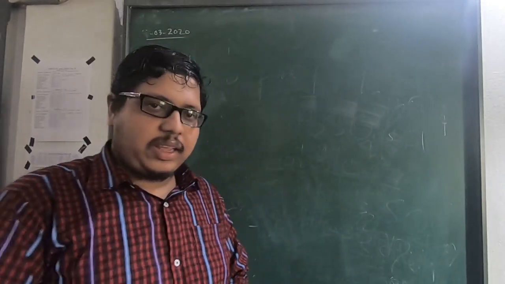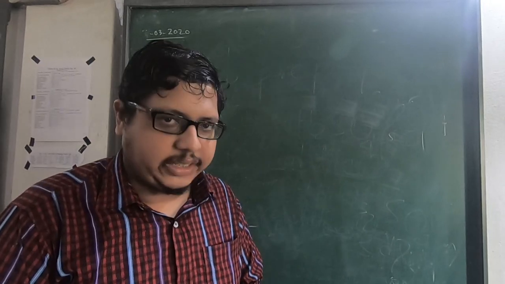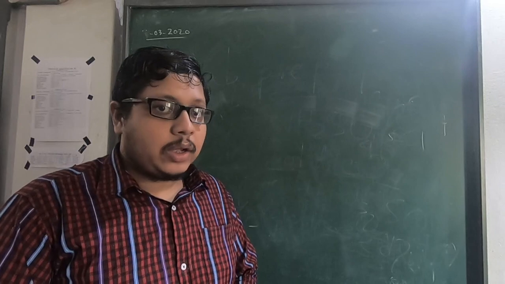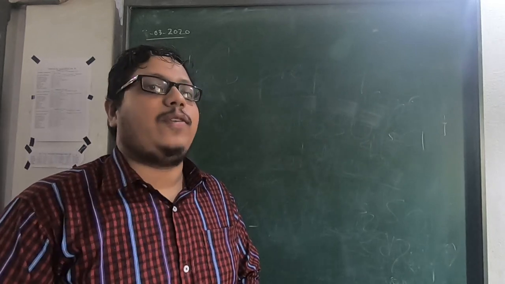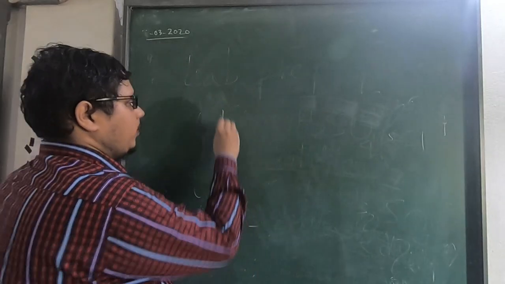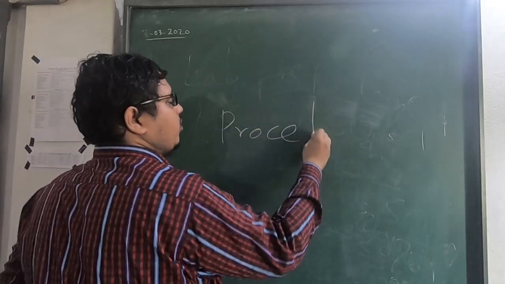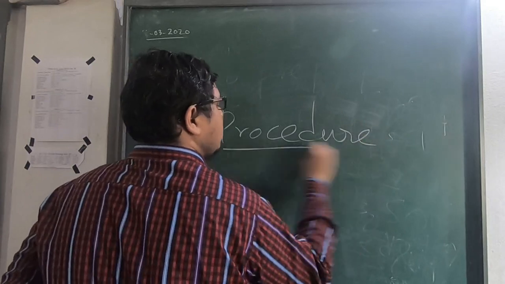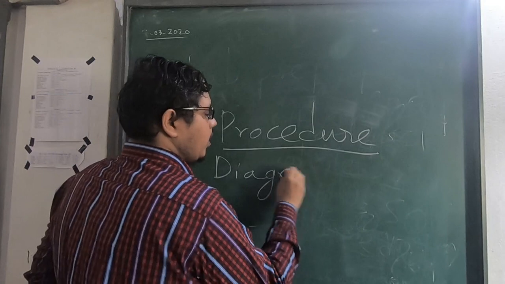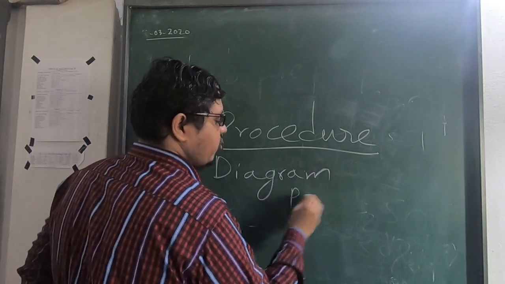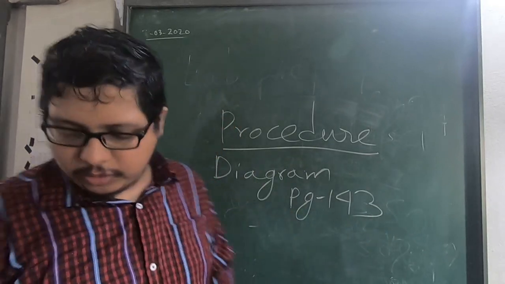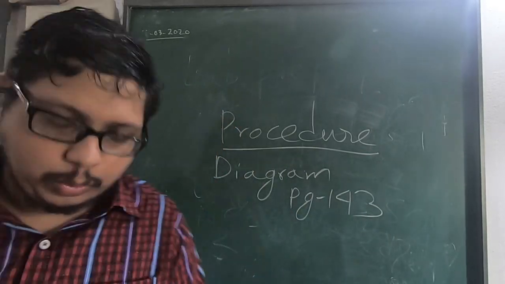So far, in the laboratory preparation, we discussed only the reactants. Who are the reactants? Sodium chloride and concentrated sulfuric acid. Now we'll discuss the procedure. In the procedure, we have to follow the diagram. There's a diagram in your book, page 143. I'm going to show you the diagram with the help of the book itself. You can follow.